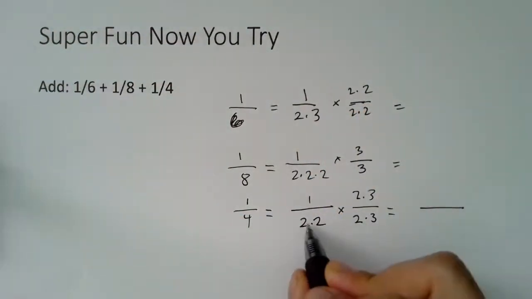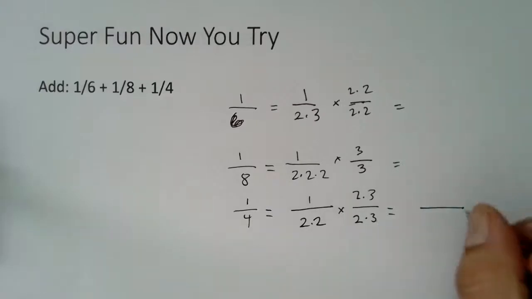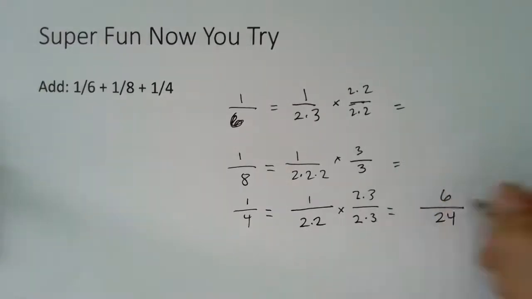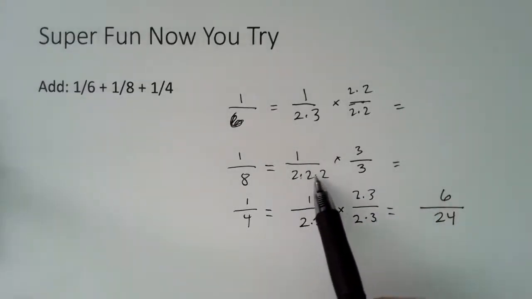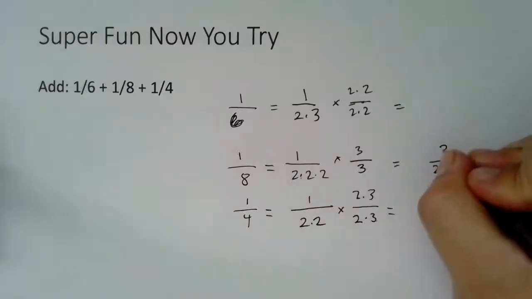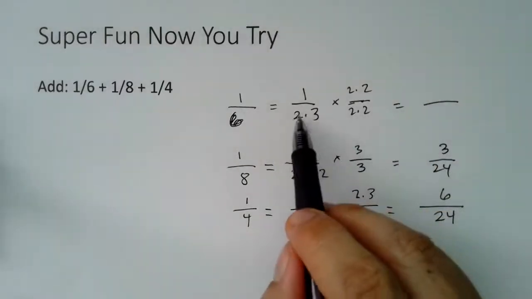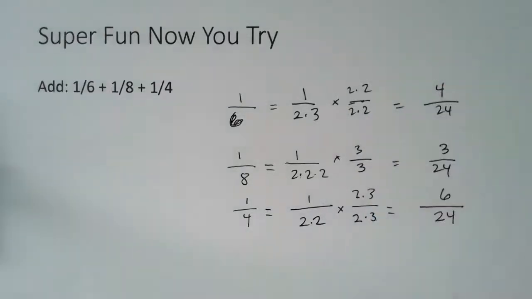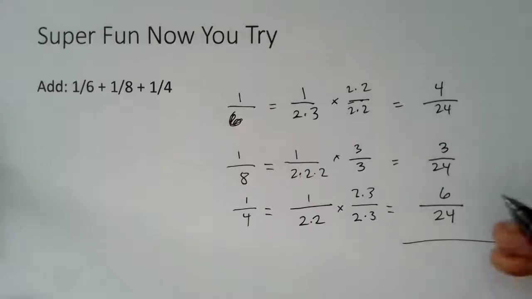So this way, 2 times 2 times 2 times 3, that gives me what? 24. And on the top is 6. Okay, then here, 2 times 2 times 2 times 3, that's 24. And then on the top is 3. And then on the bottom, see how it's 2 times 2 times 2 times 3, that's 24. And on top is 4. Okay, so now I can go ahead and do that. So that's going to be 13 over 24 when I add.